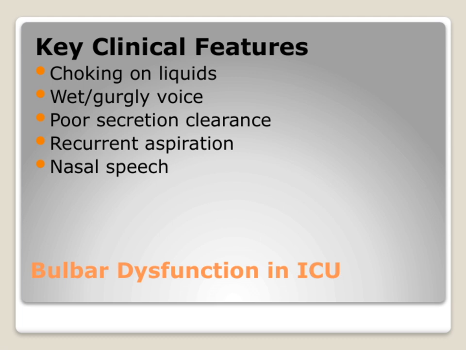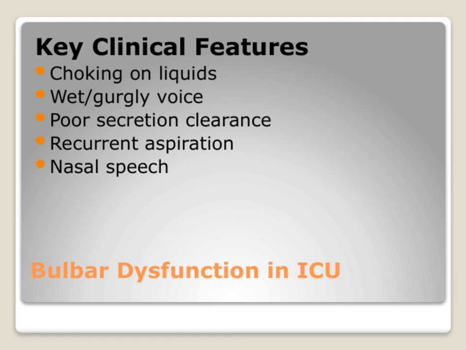Speaking of secretions, poor secretion clearance is a hallmark sign. Patients may struggle to cough or clear their throat, increasing the chance of aspiration and respiratory complications. Recurrent aspiration events are also typical. If a patient keeps aspirating, it suggests impaired swallowing or airway protection, which is often linked to bulbar muscle weakness.